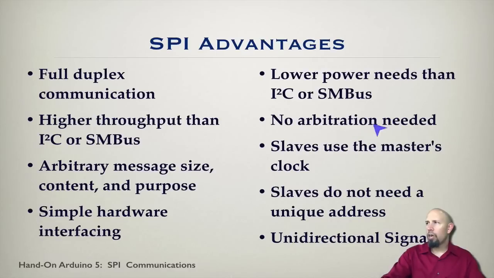No arbitration needed. Because the master communicates with the slave through a slave select line, the slave and the master only communicate when that slave select line is activated. Otherwise, the slave will neither receive nor send. And so there's no arbitration needed. It's done by the slave select line. Again, all the slaves use the master's clock. Slaves do not need a unique address.